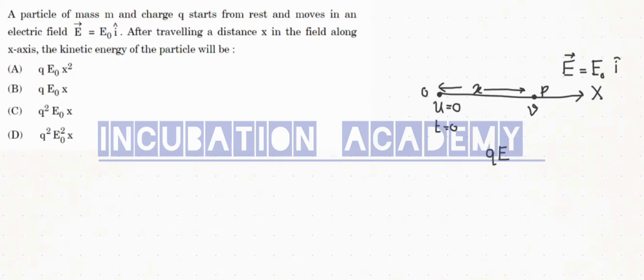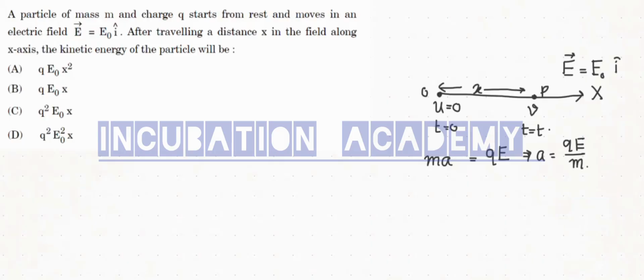So we can say this qE is equal to mass multiplied by acceleration, according to Newton's second law. So what is the value of the acceleration? Very simply, the value of the acceleration is q into E divided by m. Now what is the velocity of the particle after a time t or after covering a distance x?